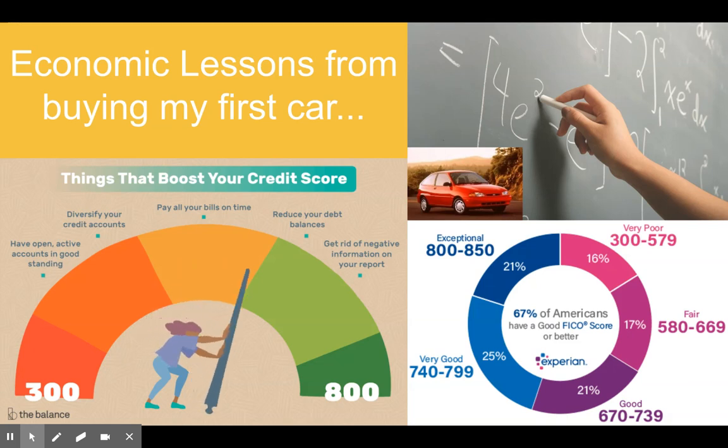And of course, I paid off the loan right away. I had saved up a large chunk of money to put down as a down payment, so that helped. So you never know. Don't burn bridges. You never know who's going to help you in life. That's one economic lesson. They say it's not really what you know, but who you know.